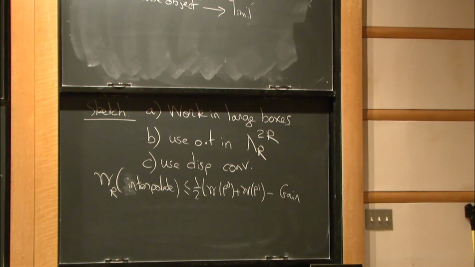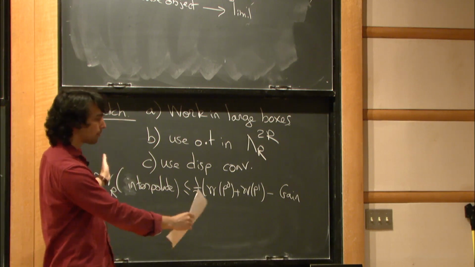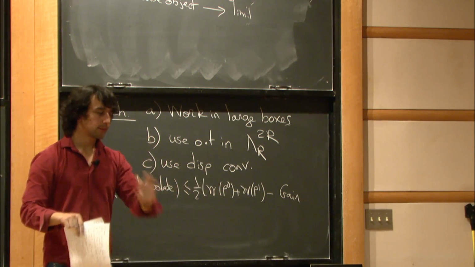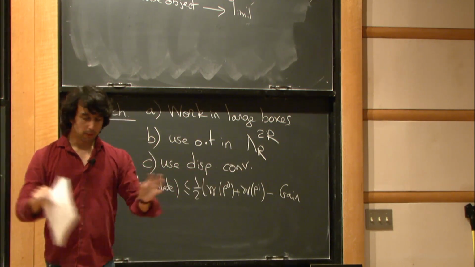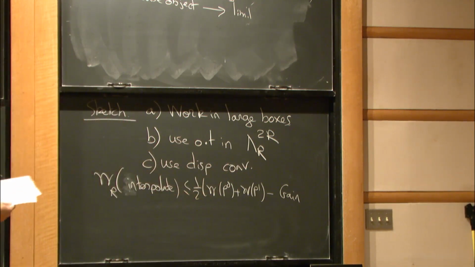But once you've passed this difficulty, you've constructed a better process in a big box, and you can paste processes. You make IID copies in different boxes, and you construct a global thing, and you get a better candidate. So of course there are technical details.